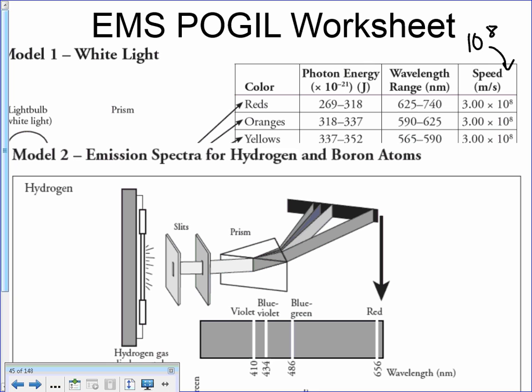And if you can't see it, it does say 10 to the 8th on the speed. It does say 10 to the 8th. Yeah. No, don't call it. I know you want to, Scott, but.